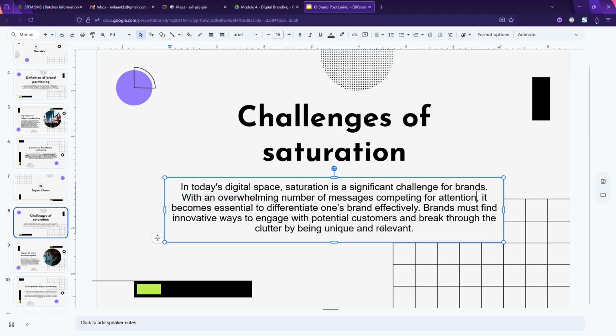It becomes essential to differentiate one's brand effectively. So that's why brands must find innovative ways to engage with potential customers and break through the clutter by being unique and relevant. Earlier, everybody was trying to post a lot of posts every day, and then it usually gets pushed. Then we have permission marketing, where we take the permission first. Once we have the permission, we know that that person will be interested in our post.